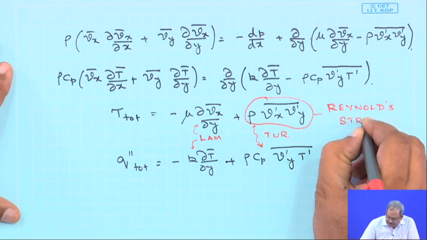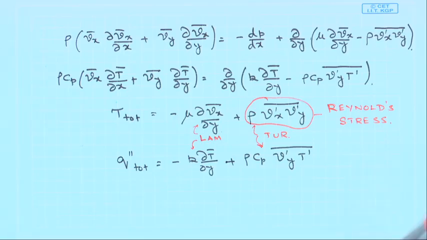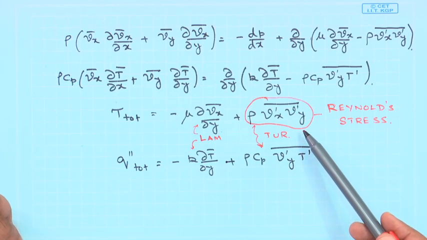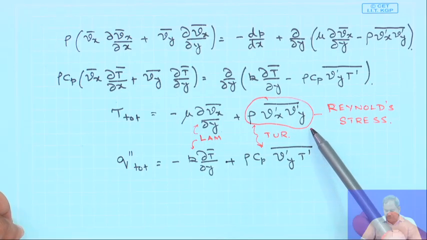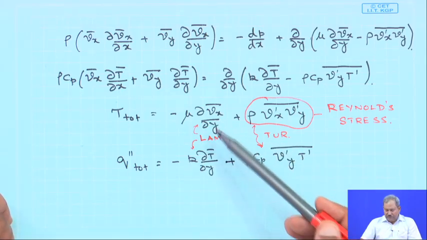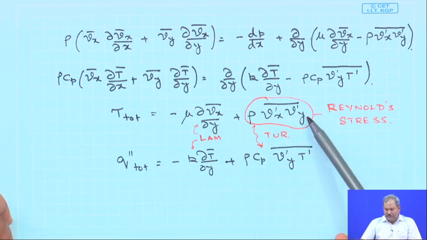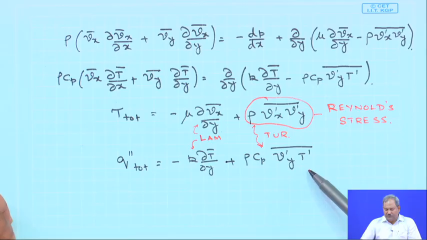Okay. So, Reynolds stress accounts for the additional amount of momentum transfer that one would expect in turbulent flow, and the similar term for the case of heat transfer is given by this term. So, these two are the laminar counterparts of momentum and heat transfer. These are the turbulent contributions to the momentum transfer and to the heat transfer.